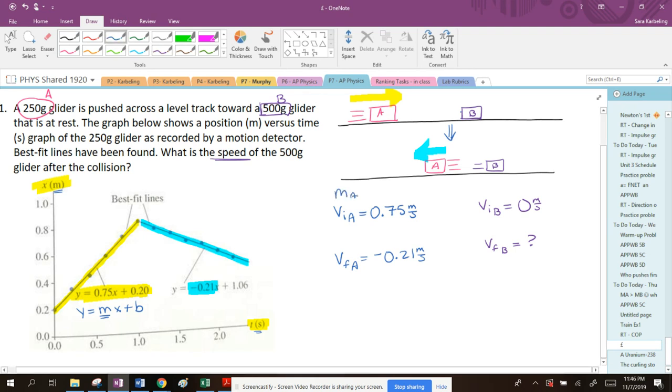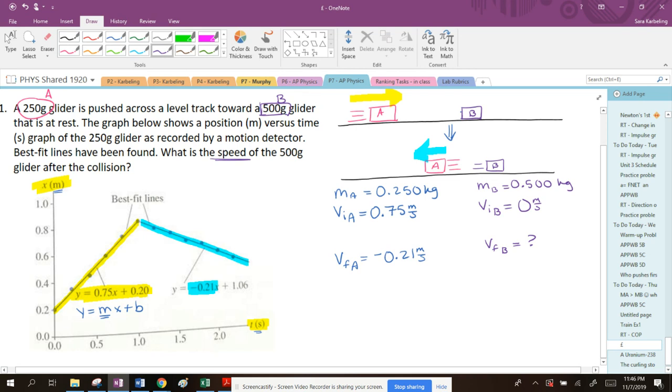We know that the mass of cart A is 250 grams. I really like to do things in kilograms though, friends. So I'm going to say that's 0.250 kilograms, because kilo is 10 to the third. And the mass for cart B is going to be 0.500 kilograms. I'm not actually going to use all of those zeros, but for sig figs, we'll go ahead and write that down.